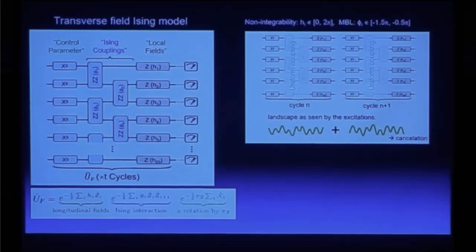flipping completely. And they see the same disorder, but now it's flipped, as if they have seen the opposite disorder. So in 2 cycles, the landscape, the way it appears to the qubits, is exactly canceling each other. So when the disorder is uniform in the entangling gate, there's very little chance that you can realize many-body localization. So it was a key thing that the disorder in the entangling gate has to be non-uniform.